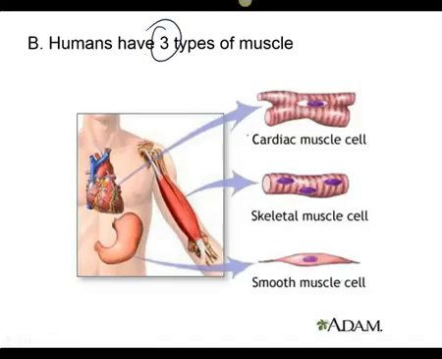3 types of muscle. You'll need to know that. The first muscle is cardiac muscle. This is your heart. You'll notice that the cells are branched, right? They kind of are branching. They have these stripes called striations, and they have these other structures called intercalated discs that we'll talk about later.